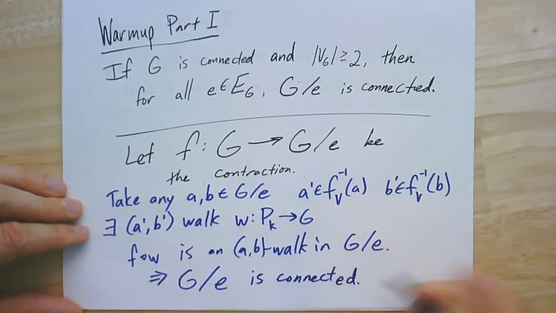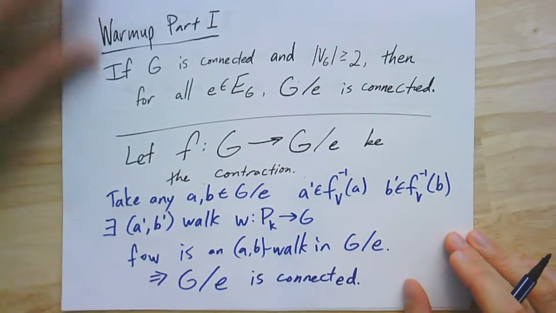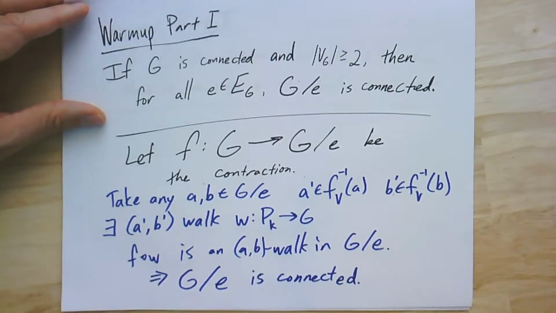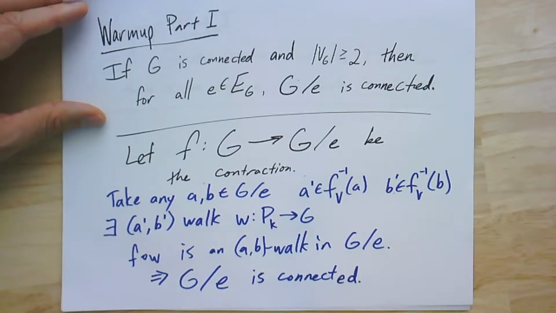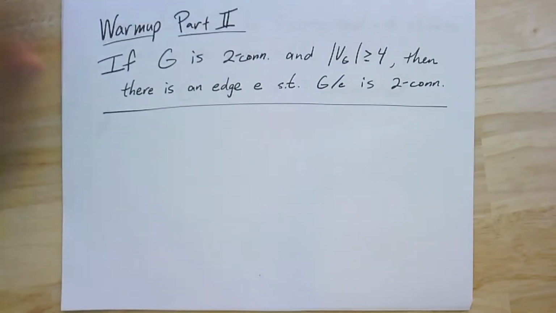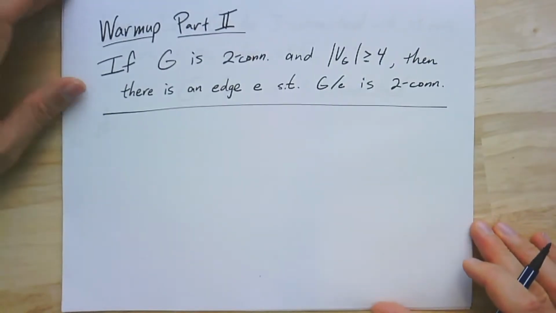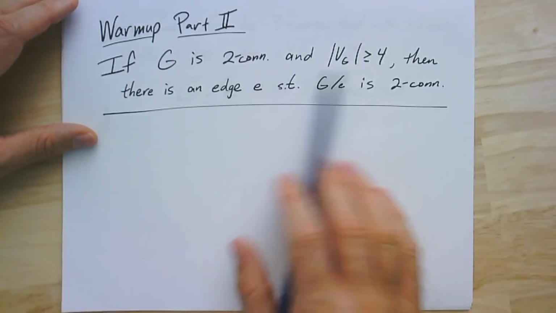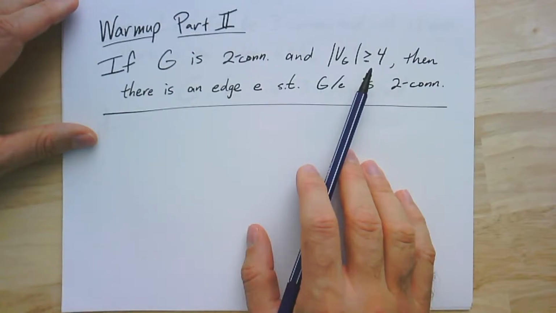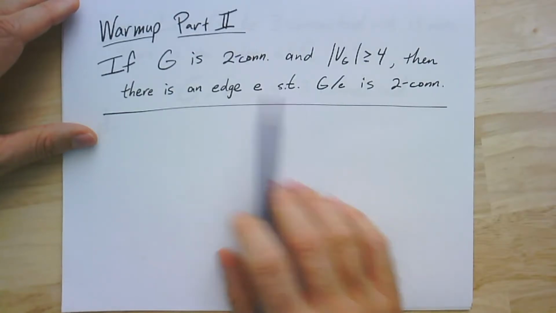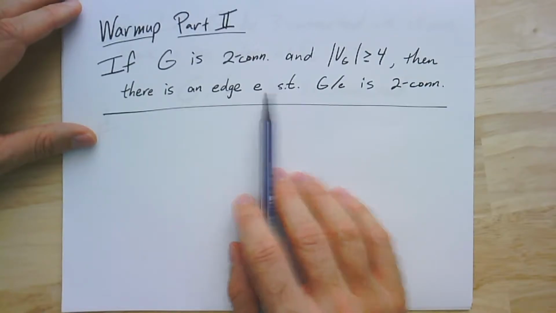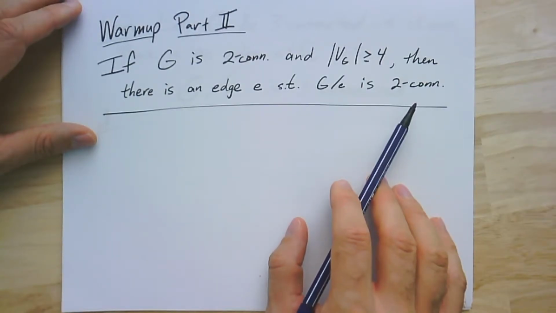Okay, that's the nice, easy warm-up. It seems simple, good to work through it with a little care. And we'll even use this in the proof of the more general statement. But before we get there, we can do warm-up part 2. Let's do this for 2-connected graphs. If G is 2-connected, and now I think I need at least, let's say, 4 vertices, then there's at least one edge E such that G mod E is 2-connected.